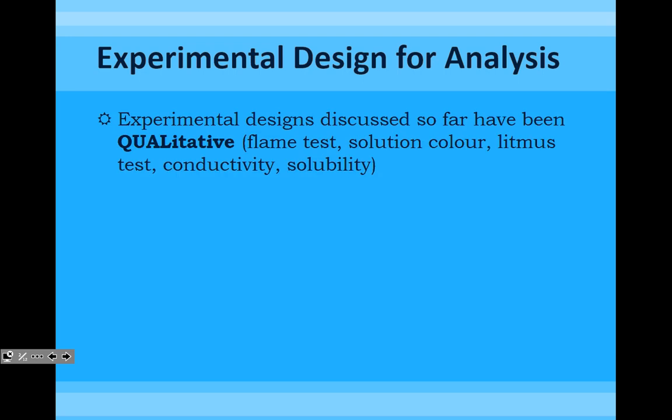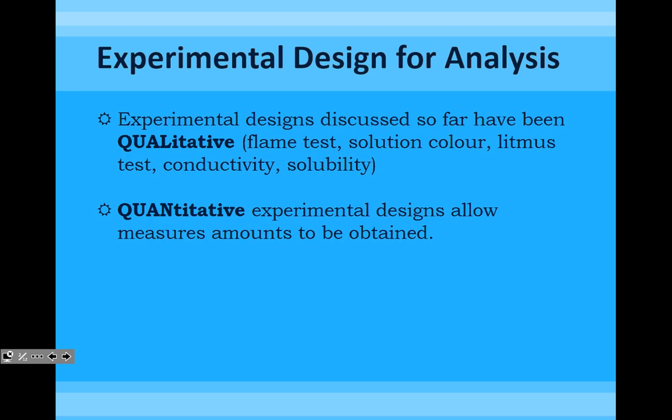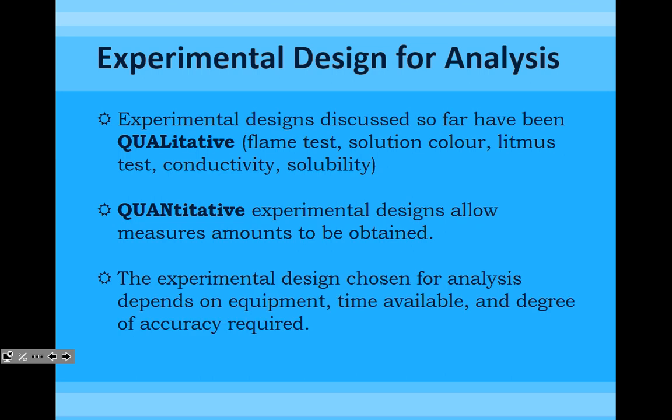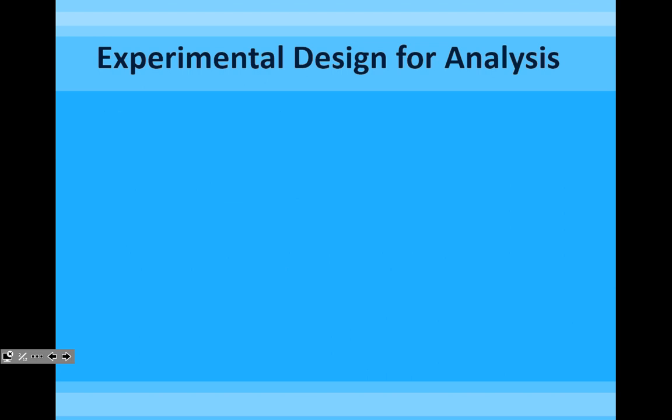Experimental designs discussed so far have been qualitative. Flame test, solution color, litmus test, conductivity, solubility. These are all qualitative. Now, with titrations, we use qualitative and quantitative analysis. Quantitative experimental designs allow measured amounts to be obtained. The experimental design chosen for analysis depends on what equipment we have and our time.